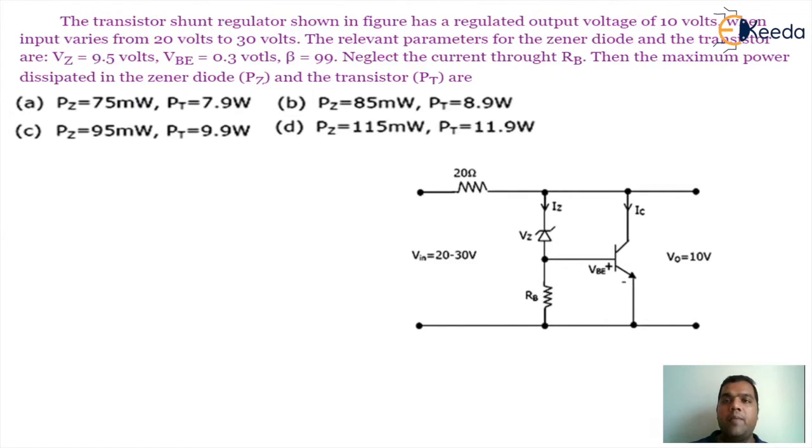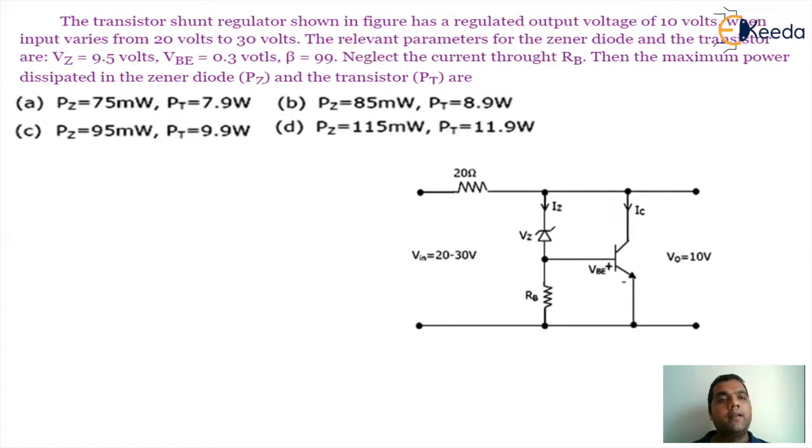The relevant parameters for the Zener diode and the transistor are Vz equal to 9.5 volt, VBE equal to 0.3 volt, beta is equal to 99. So neglect the current flowing through RB. The maximum power dissipated in Zener diode and the transistor PT are.